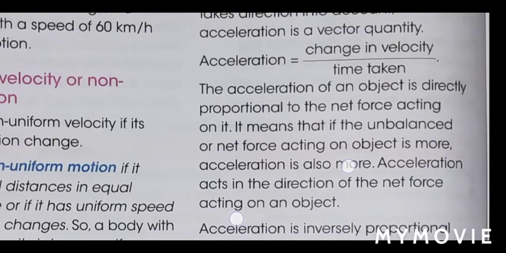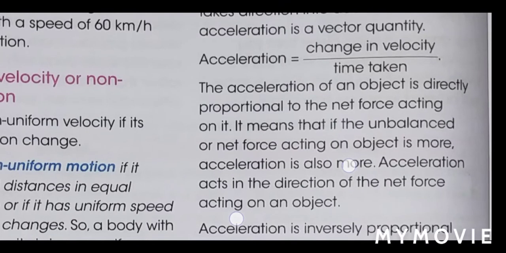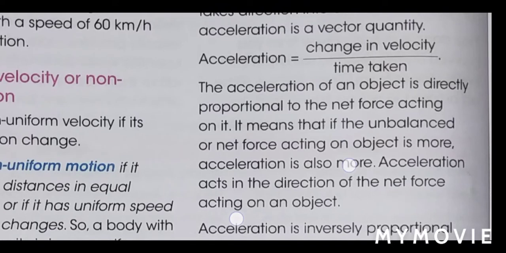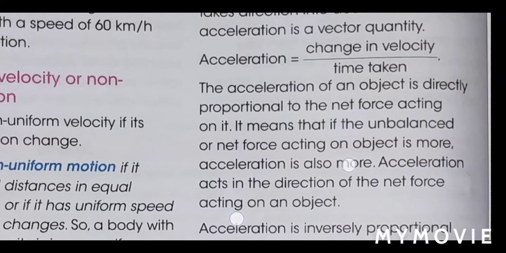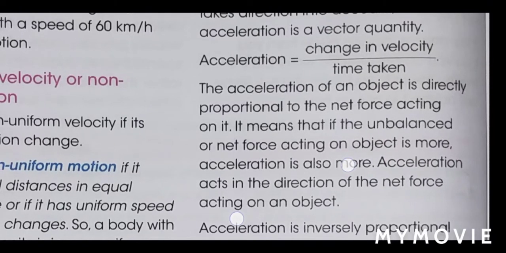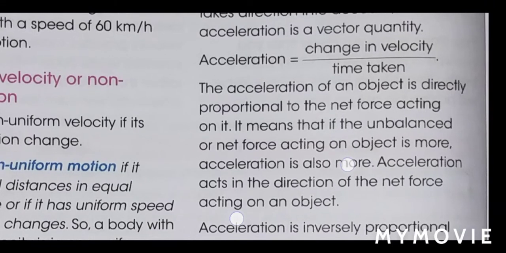Now, the acceleration of an object is directly proportional to the net force acting on it. It means that if the unbalanced or net force acting on an object is more, the acceleration is also more. Acceleration acts in the direction of the force. Or we can say acceleration is inversely proportional to the mass of an object.